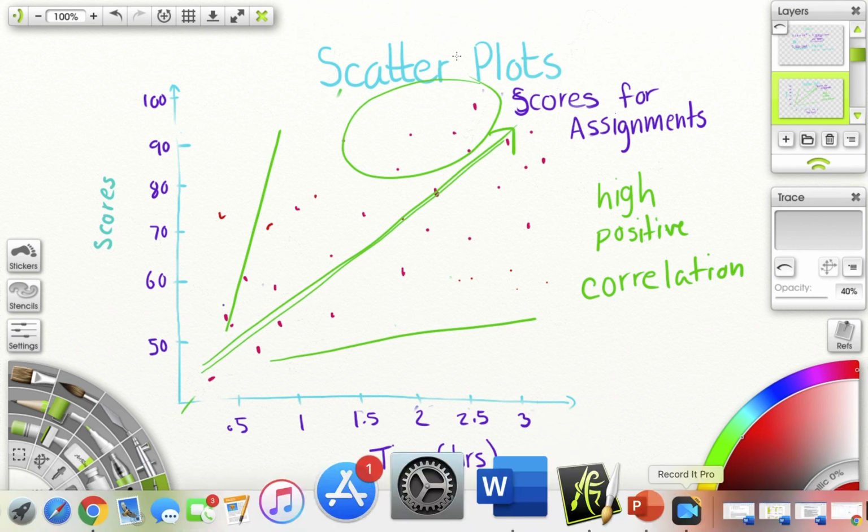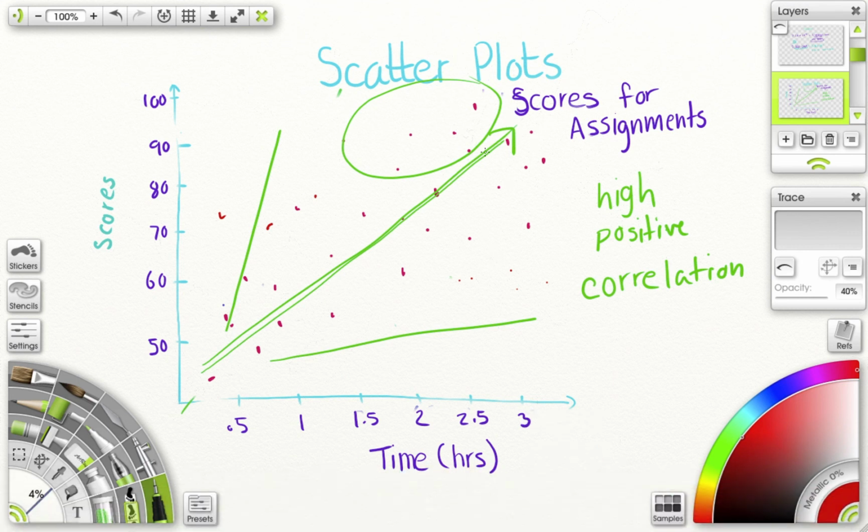Now we're going to talk about negative. So I'm going to erase this, and I'm going to plot out a graph that would have a negative correlation.